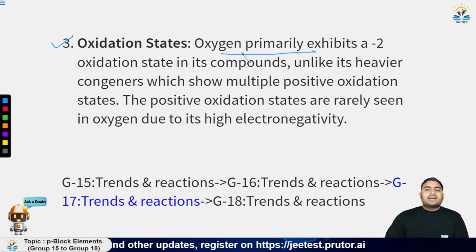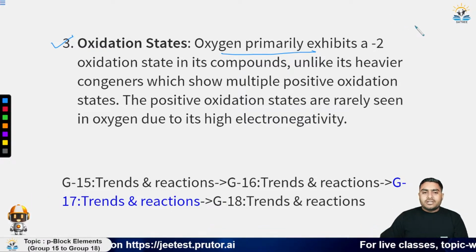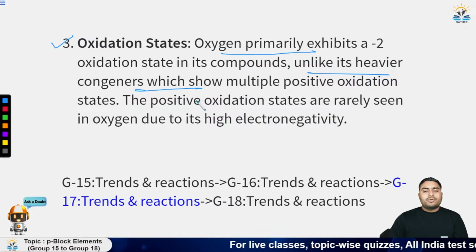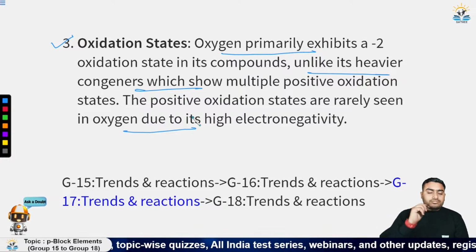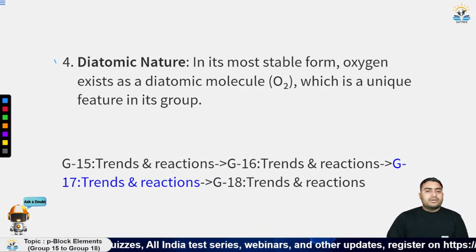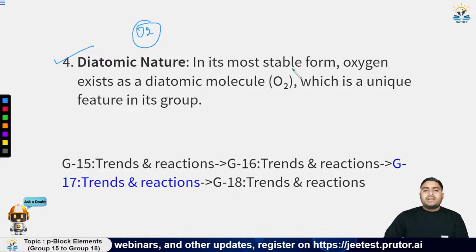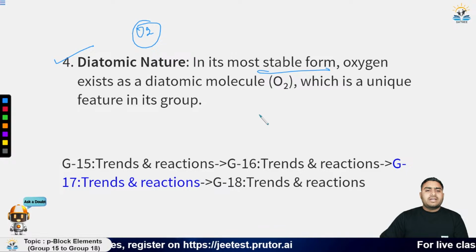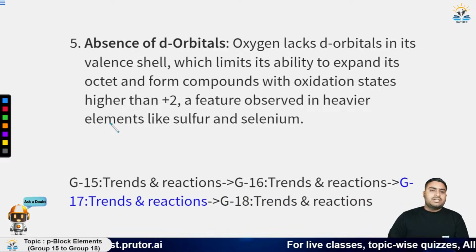Okay, let's move to the next, oxidation state. Oxygen primarily exhibits a -2 oxidation state. It wants to accept electrons to complete its octet. Unlike its heavier congeners, which show multiple positive oxidation states, positive oxidation states are rarely seen in oxygen due to its high electronegativity. Next is diatomic nature. Oxygen exists as O2, which is the most stable form. It can exist as O3 as well, which is ozone, and that is a unique feature in its group.